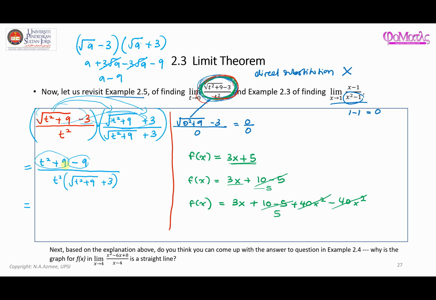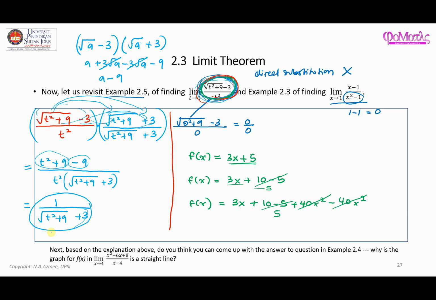Alright, so now how can this be further simplified? You can see that 9 minus 9 can be cancelled out, and t squared and t squared at the bottom can be cancelled out. So we will have 1 over the square root of t squared plus 9 plus 3. This is the look that we have changed from the original look that we have here.